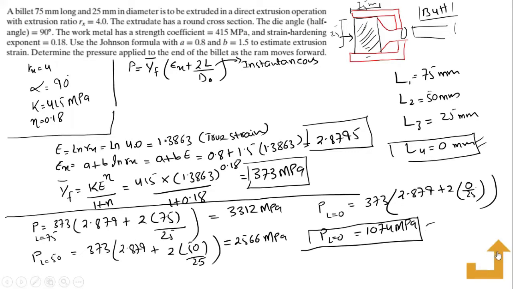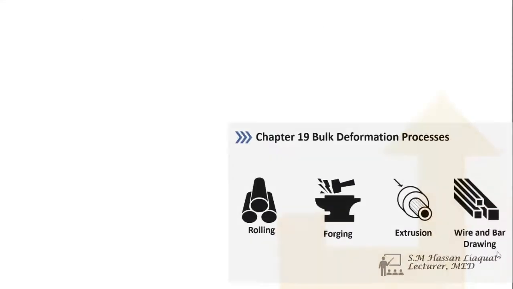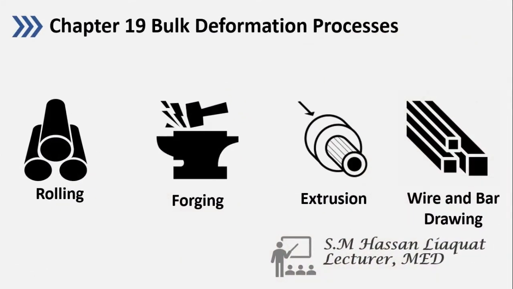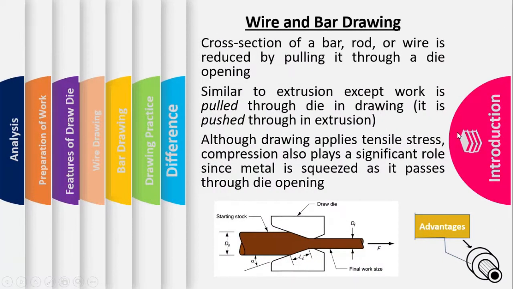Now we will move towards the next and the last type of the bulk deformation process, that is wire and bar drawing. So what is wire and bar drawing? First and foremost, it's a type of bulk deformation process, and in this process, the cross section of a bar, rod or wire is reduced.